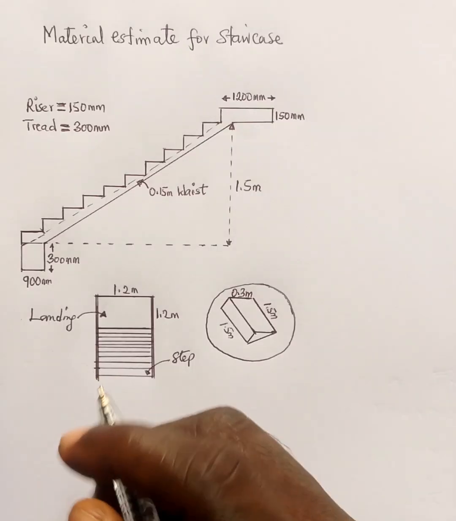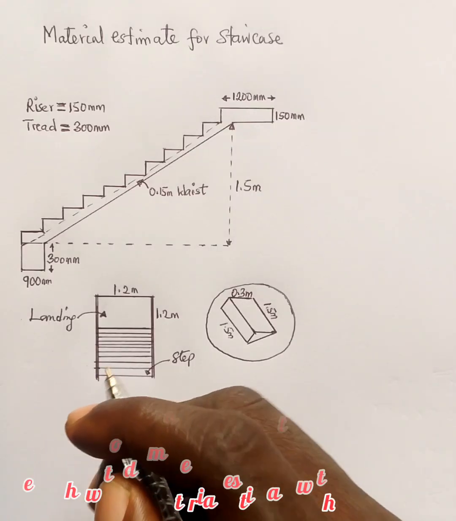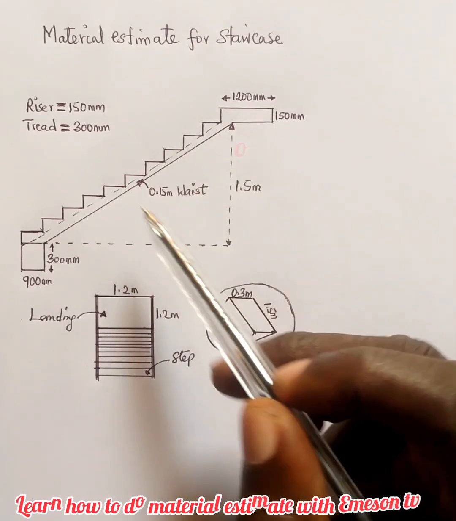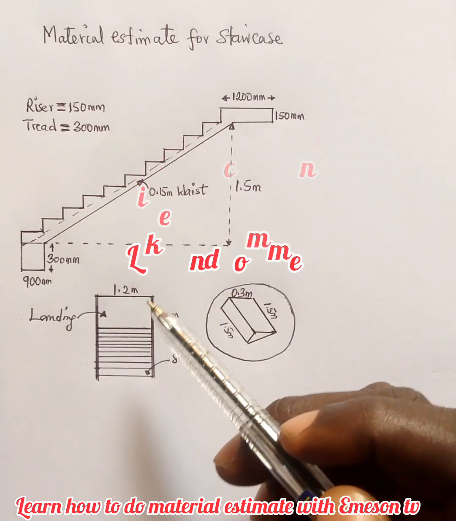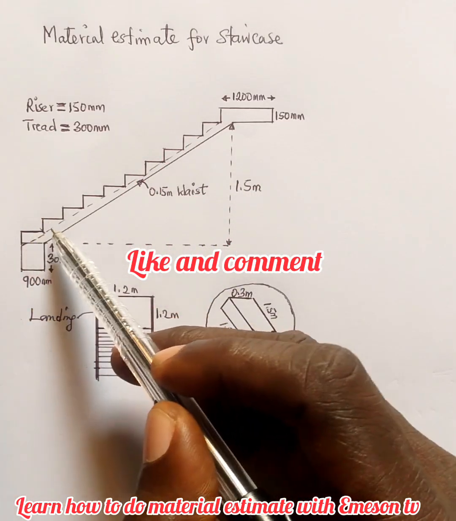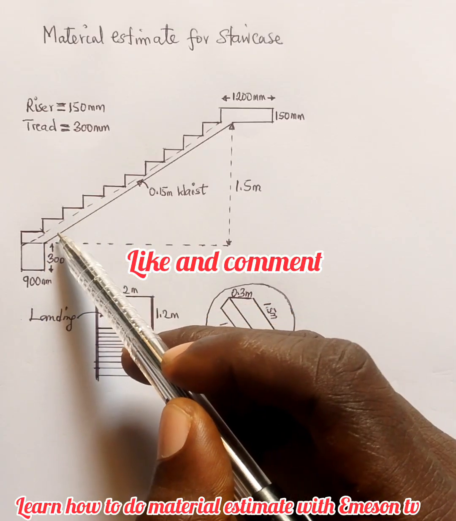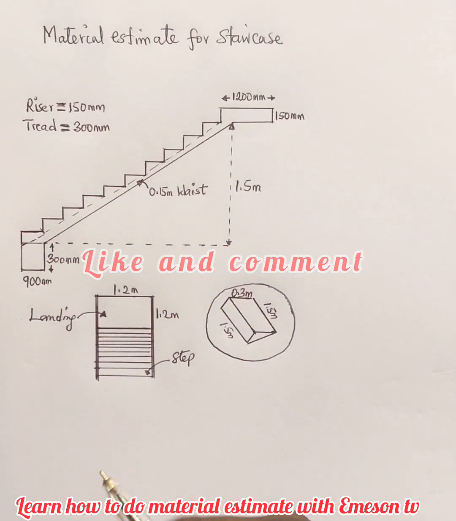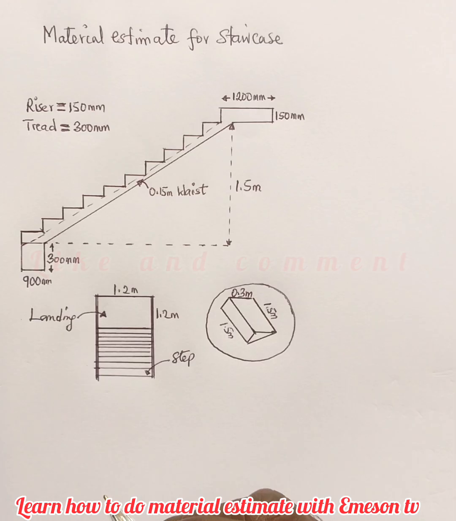In this video, you are going to learn how to carry out your material estimate for a staircase. Looking at this diagram, first of all, we have to identify the elements. We have the footings, the steps, the waist, the landing, and so on. So let's quickly see how we can carry out our material estimates.